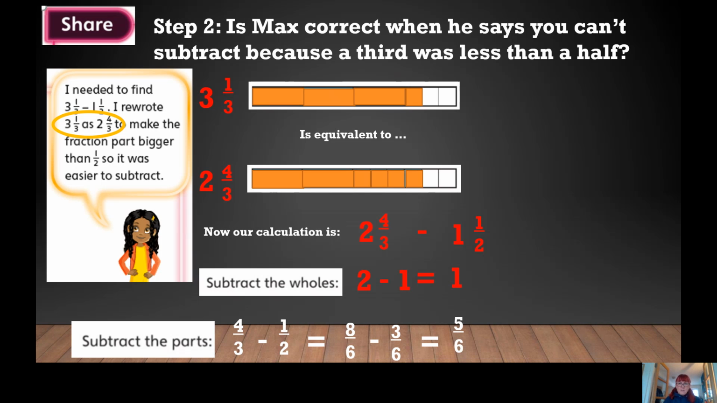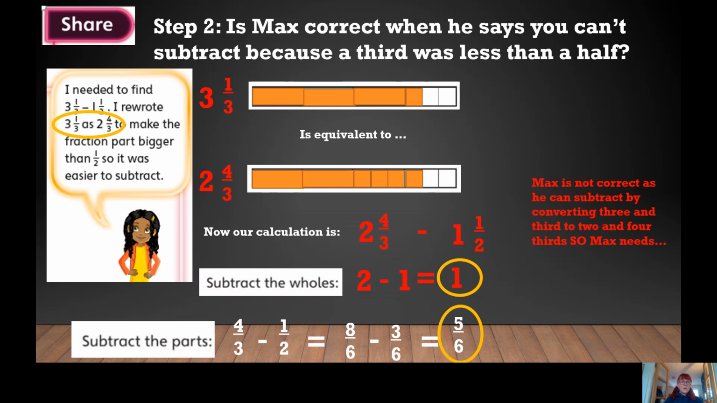Now, we're not quite ready to finish our calculating because we need to put together our final answer, which, of course, don't forget the 1 we've got from subtracting the whole and the 5/6. So our final answer now. Max is not correct, as he can subtract those two amounts, but he has to convert 3 2/3 to 2 4/3. So in that case, how many more cherries does he need? He needs 1 5/6 more cups of cherries to be able to make that delicious pie.